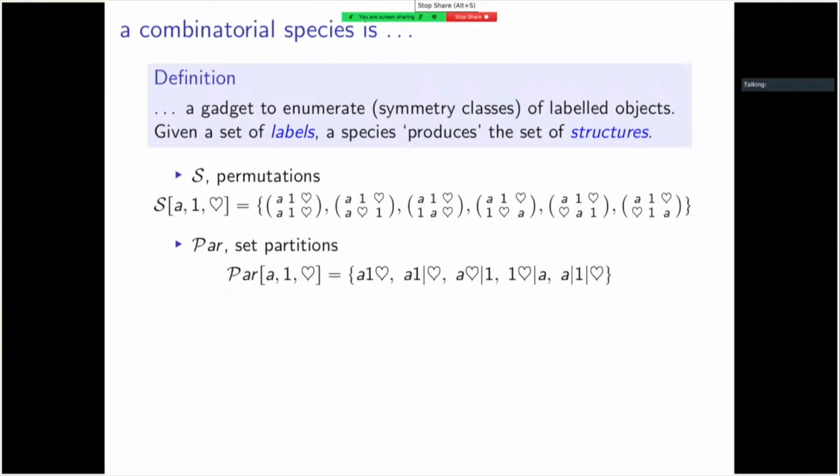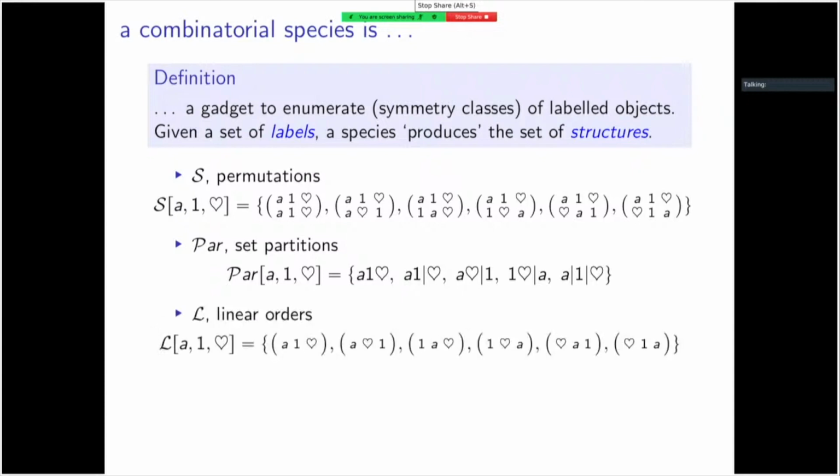Another example is the species of set partitions. The input is again a set of labels. The square brackets are there on purpose. You will see in a minute why. And the output are the partitions of this set into subsets. We can put all of these into a set. We can put A and 1 into a set and heart into another set, or we can put everything into a singleton set. That's something easy.